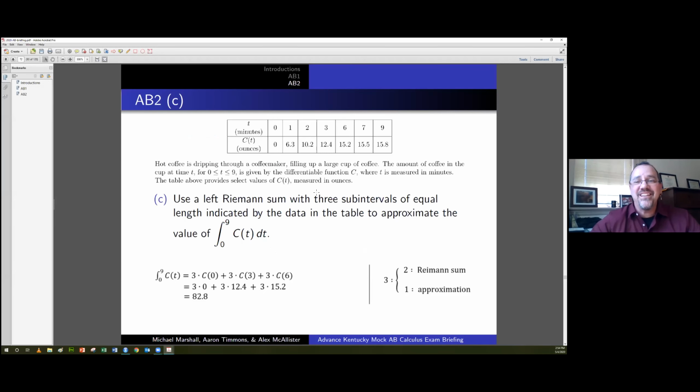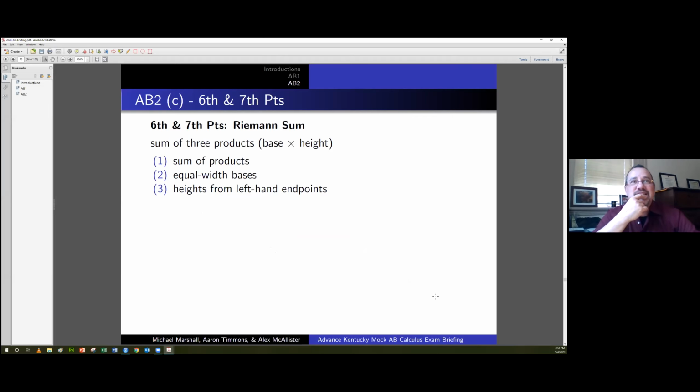Okay, part C. So we're going to go to a Riemann sum. They've asked to do a left Riemann sum with 3 subintervals of equal length to approximate this integral. So the first 2 points will be for the Riemann sum, and then the last point will be for the approximation. So what are we looking for in the Riemann sum? We'll be looking for a sum of 3 products. We'll be looking for a base times a height. So we need to see a sum of products. We want those bases to have equal width, and we want the heights to be from the left-hand endpoints.